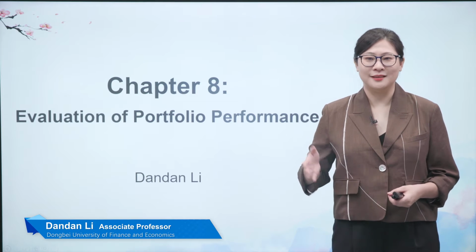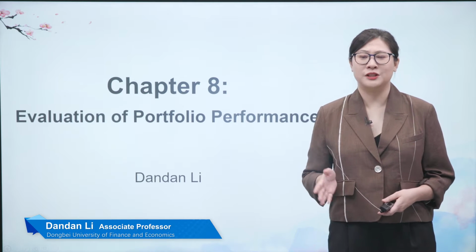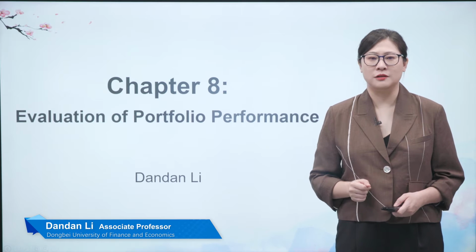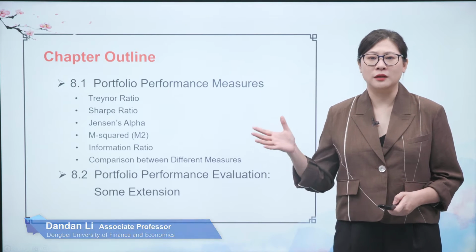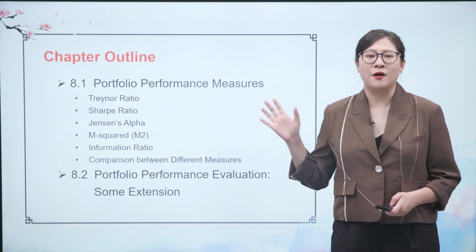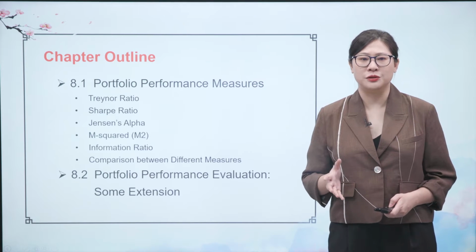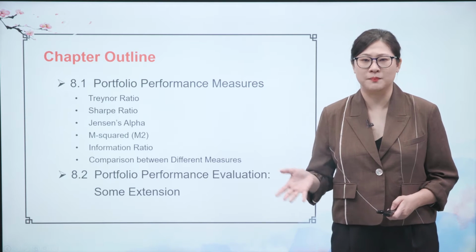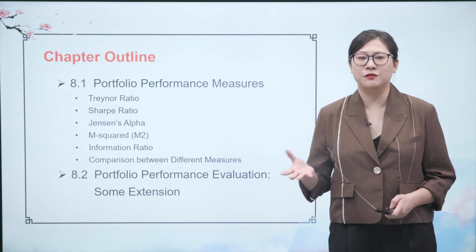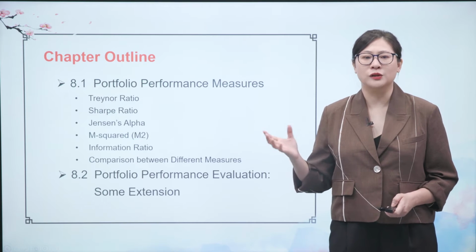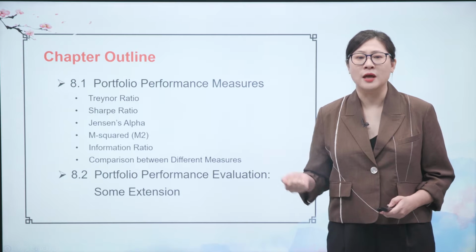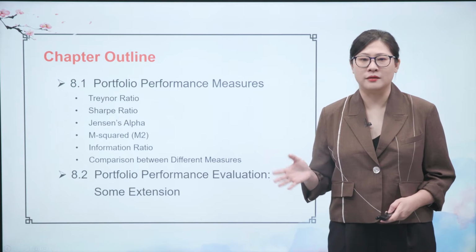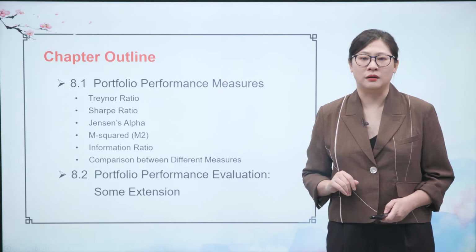Welcome to the last chapter, Chapter 8, the evaluation of portfolio performance. In this chapter, we will include two parts. In 8.1, we will introduce the portfolio performance measures. We include five different measures: Treynor ratio, Sharpe ratio, Jensen's alpha, M-squared, and information ratio, and lastly we will compare the differences between these measures.